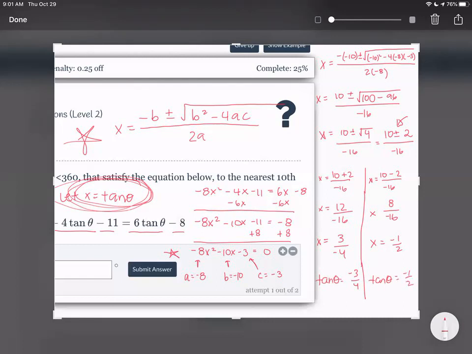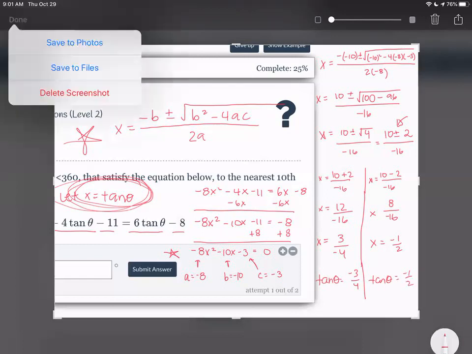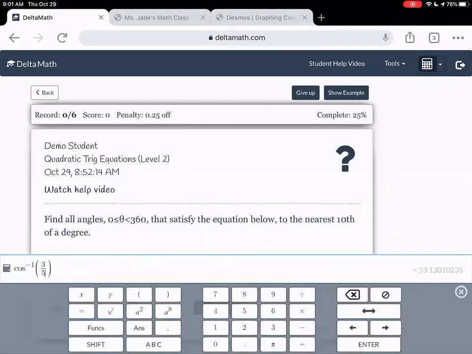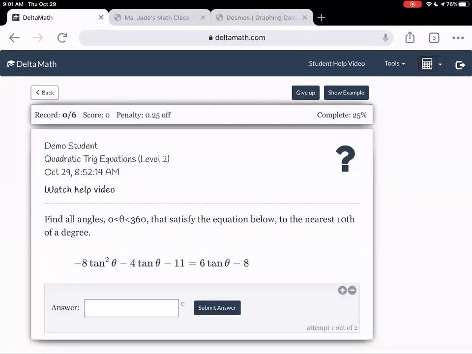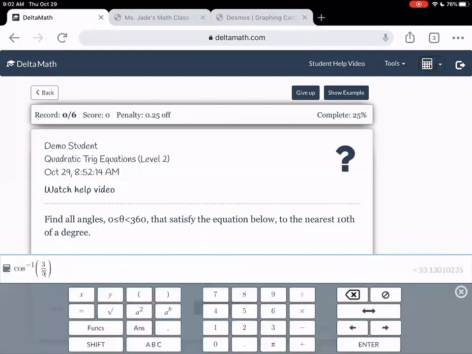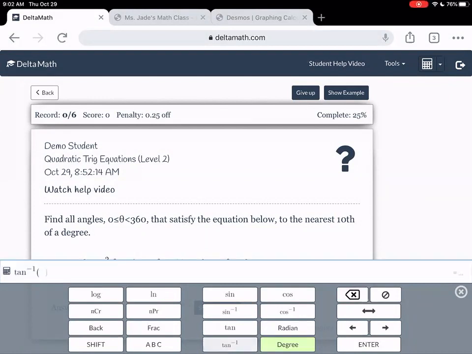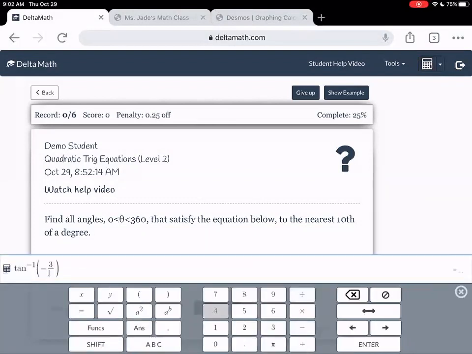Let's go type it in. Press the calculator button until the calculator comes up. Delete your old stuff. There we go. So we're going to go to functions and then the inverse tangent. And the first one that we were going to type in was negative 3 over 4. And you're like, oh okay, so it gives me this answer.